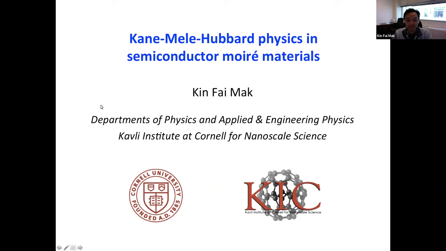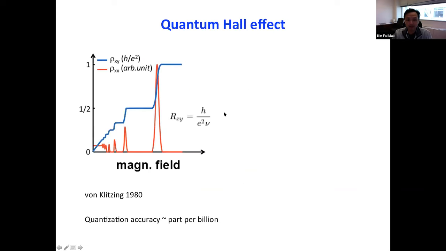Today I will give you an update on recent progress on semiconductor materials in our lab. In particular, I will try to tell you about the rich phase diagram that one can realize in a particular compound, molybdenum telluride stacked with tungsten selenide, which we believe realizes something very close to the Kane-Mele-Hubbard model. For the general audience, I will just give a very brief introduction.